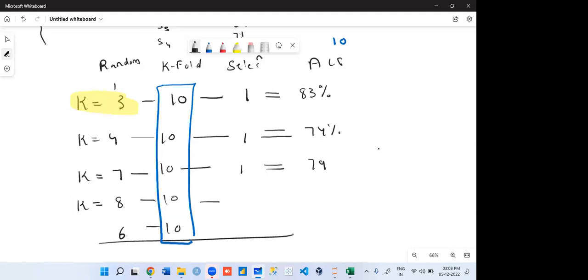Perfect. Out of 100, how many values are there? One 5 is repeating, so this is count as 5. This is sum as 50. So out of 10 K values, we select one best K value using K fold.